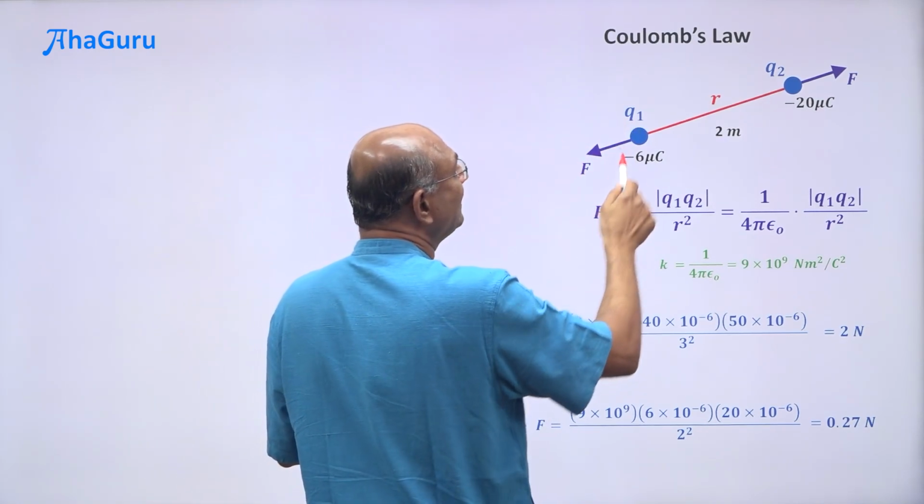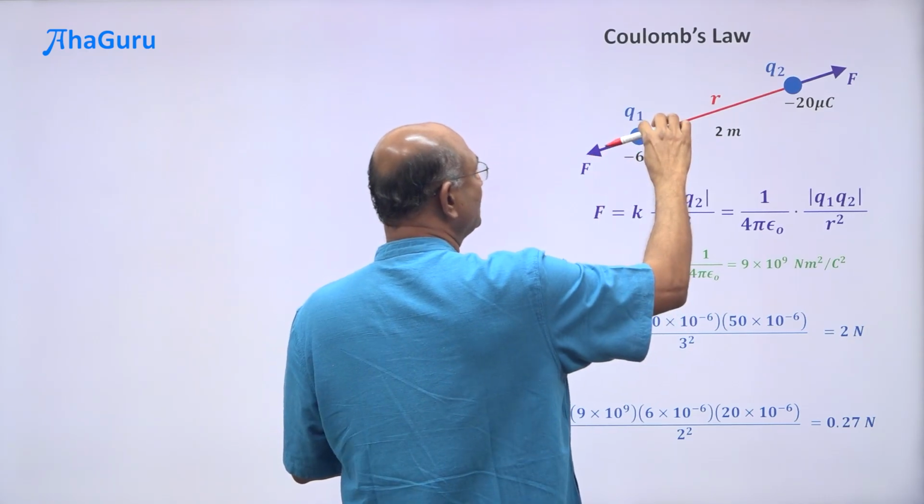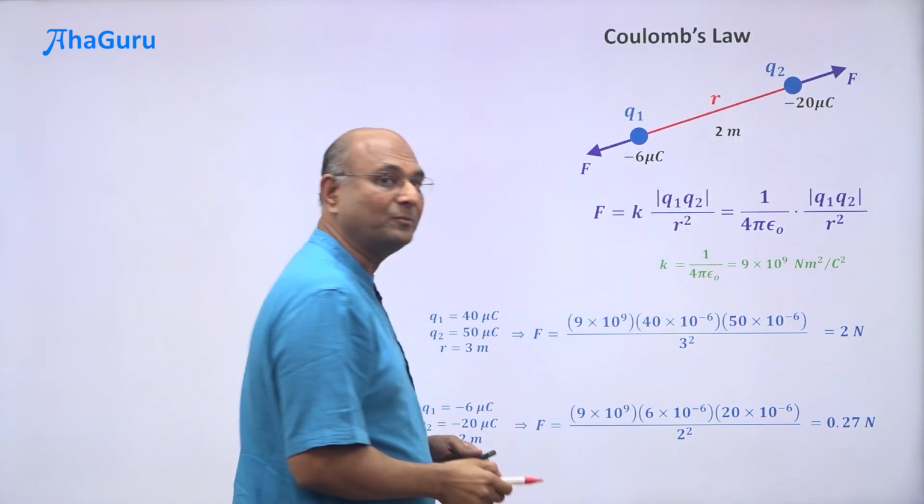How do I know the direction? Well, it has to be along this line, and because it's minus and minus, it has to be repulsive. So this force has to be like this, and that force has to be like that.